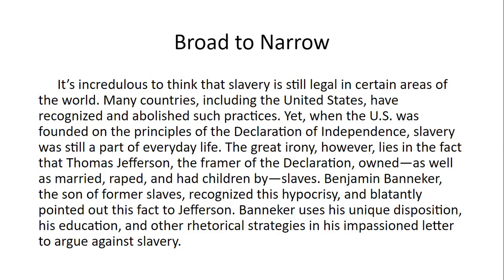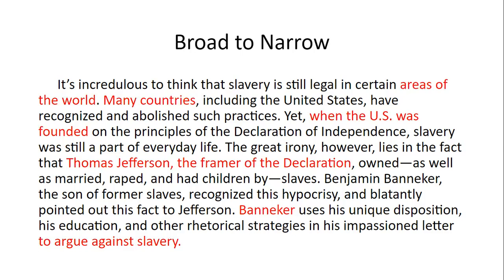It's incredulous to think that slavery is still legal in certain areas of the world. Many countries, including the United States, have recognized and abolished such practices. Yet, when the United States was founded on the principles of the Declaration of Independence, slavery was still a part of everyday life. The great irony, however, lies in the fact that Thomas Jefferson, the framer of the Declaration, owned, as well as married, raped, and had children by, slaves. Benjamin Banneker, the son of former slaves, recognized this hypocrisy and blatantly pointed out this fact to Jefferson. Banneker uses his unique disposition, his education, and other rhetorical strategies in his impassioned letter to argue against slavery.